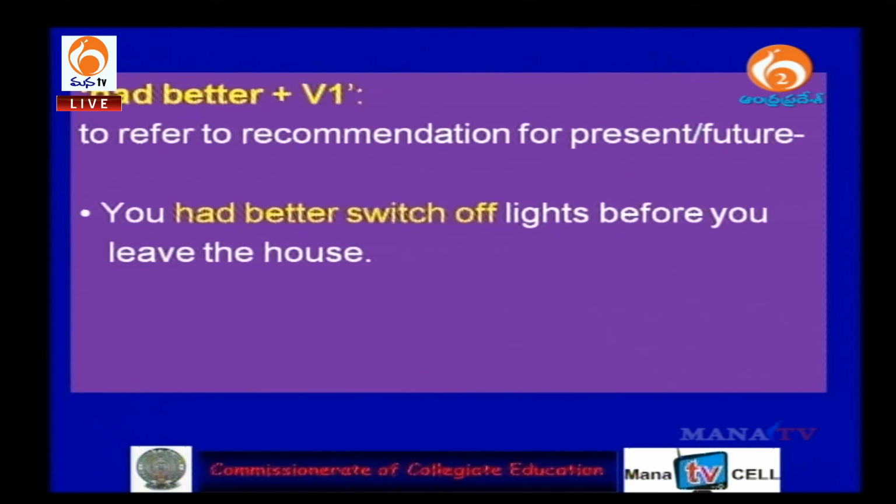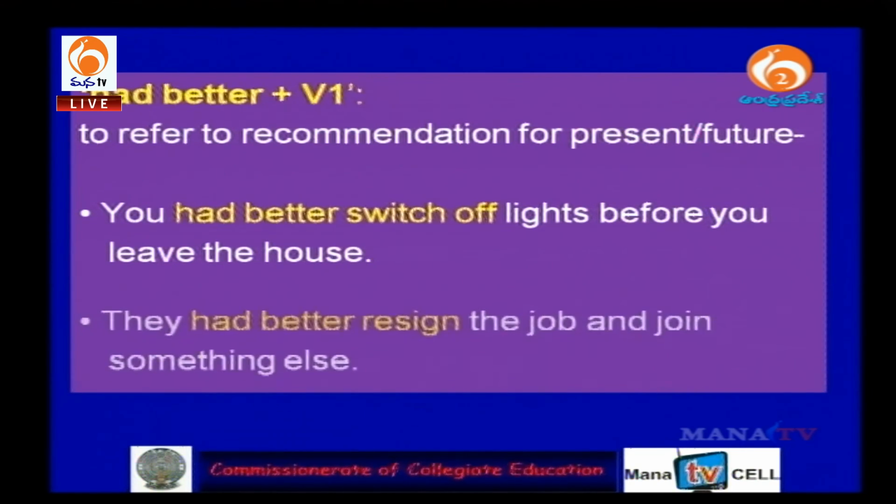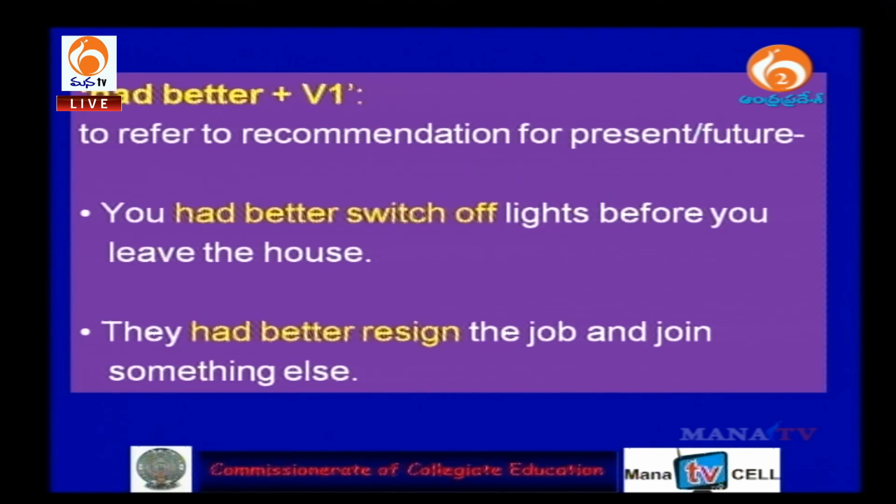See the example. You had better switch off the lights before you leave the house. So, this is a recommendation. This is a piece of advice. Similarly, they had better resign the job and join something else. See the recommendation, the option, the other option, had better plus V1.